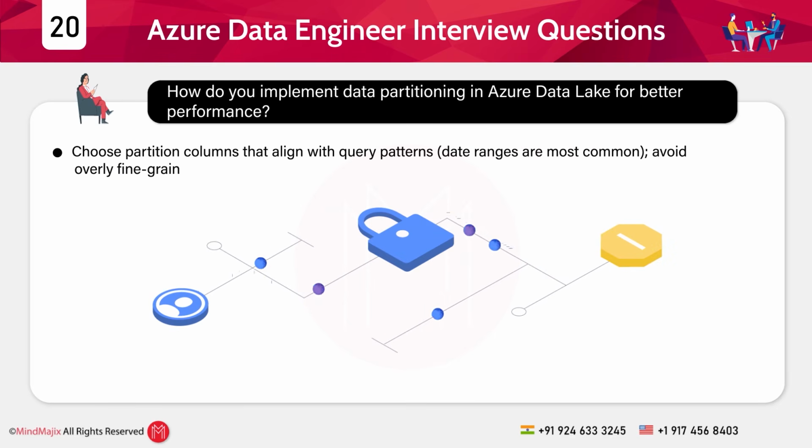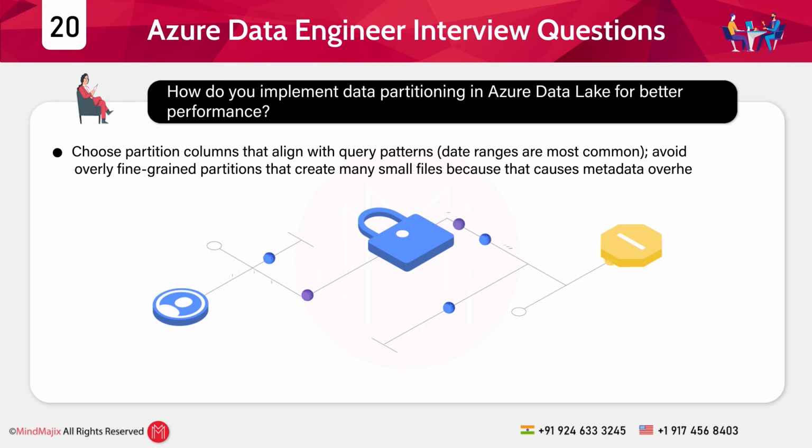most common, and avoid overly fine-grained partitions that create many small files, because that causes metadata overhead and increased task scheduling costs. Apart from that, you can combine partitioning with appropriate file sizes, like a few hundred MBs to a few GB per file depending upon the workload, and use periodic compaction jobs to merge the small files. We can also use Hive style partitioning or partition metadata that your compute engine understands, so Spark or Synapse can skip irrelevant folders efficiently.